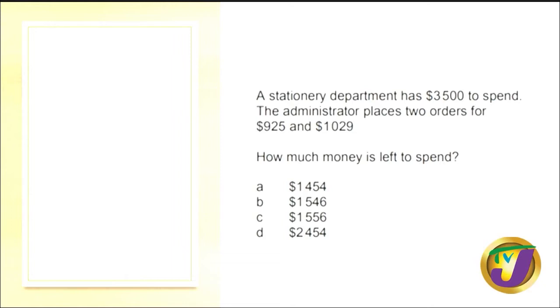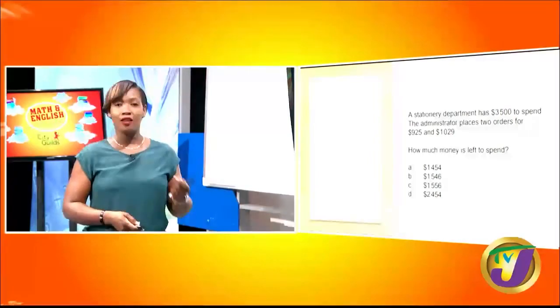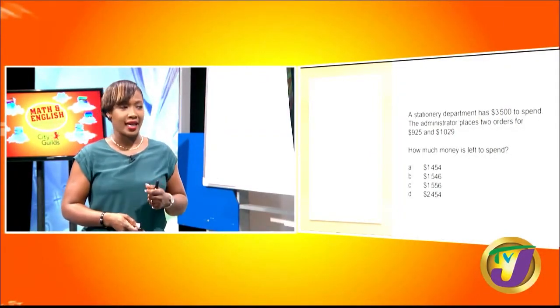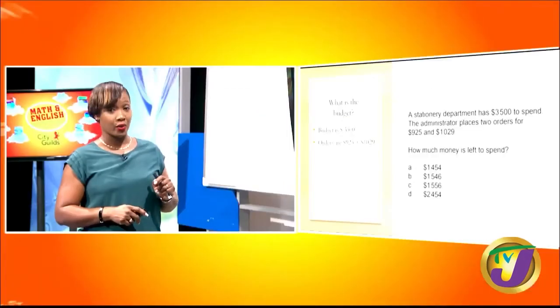A stationery department has $3,500 to spend. The administrator places two orders for $925 and another order for $1,029. How much money is left to spend? So you are the administrator in the office. They gave you a budget, and the budget is $3,500. You made two orders. What are you going to do? You order things that cost $925 and another order $1,029.